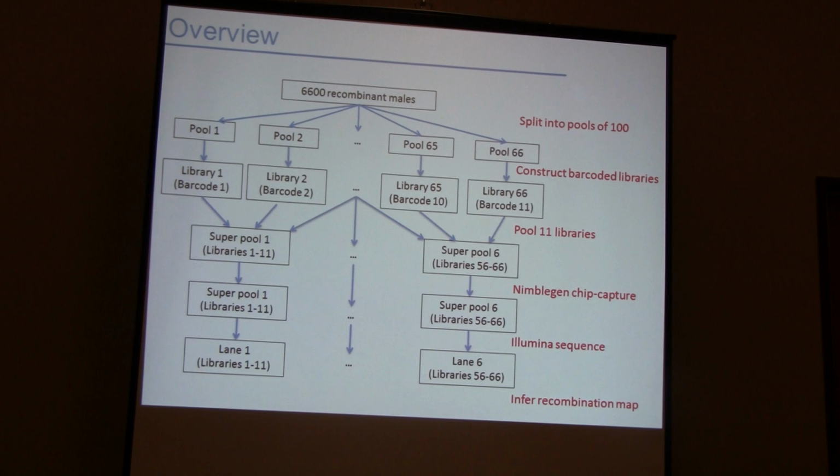So this is the overview of this project. We ended up with 6,600 males that we could group into 66 pools of 100. We constructed barcoded libraries from all 66 of these pools. We grouped 11 different libraries together to make 6 super pools. We hybridized each super pool to our Nimblegen array to enrich our genomic DNA library for the garnet scalloped region. We Illumina sequenced the enriched product, and then we used a suite of bioinformatic programs to estimate allele frequency based on read counts and then translate that to a recombination map.